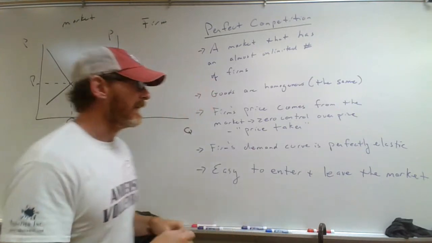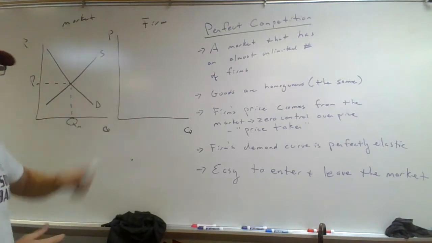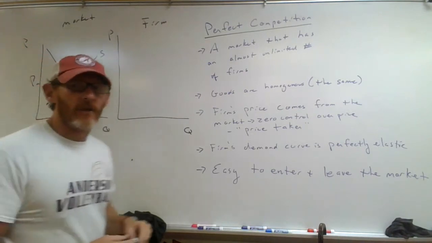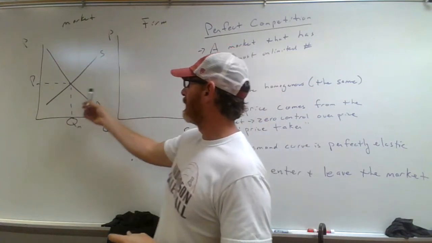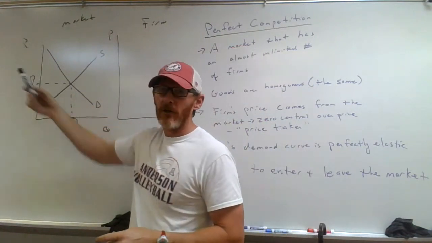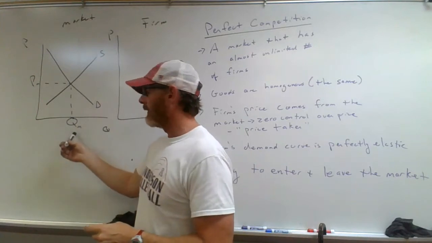So here would be a basic market supply and demand curve, which you're familiar with, right? You have a downward sloping demand curve, an upward sloping supply curve. They meet at equilibrium. P sub M, we're going to call that the market price, and then the market quantity.